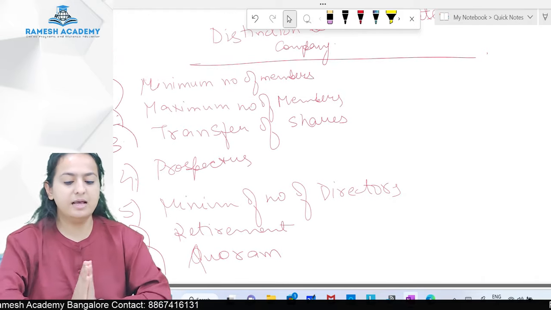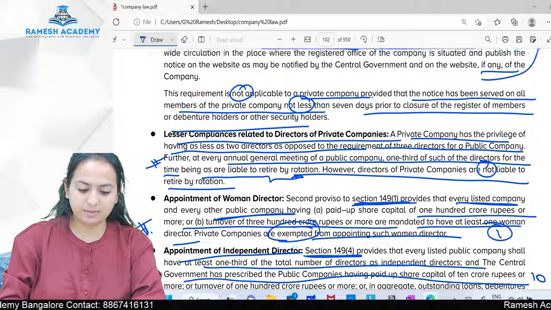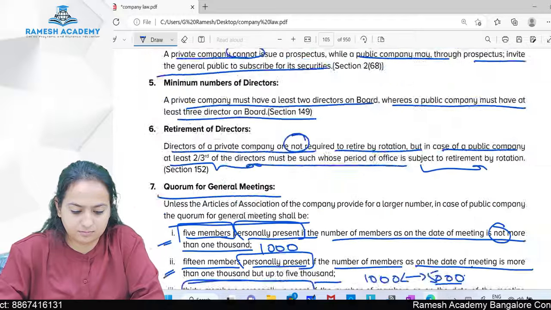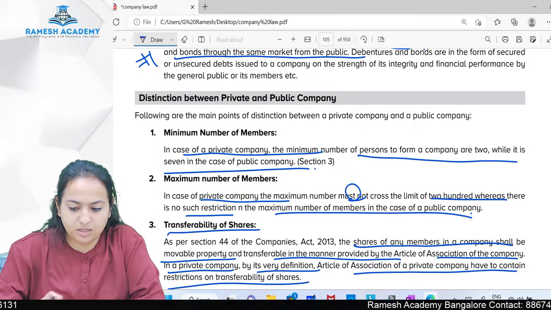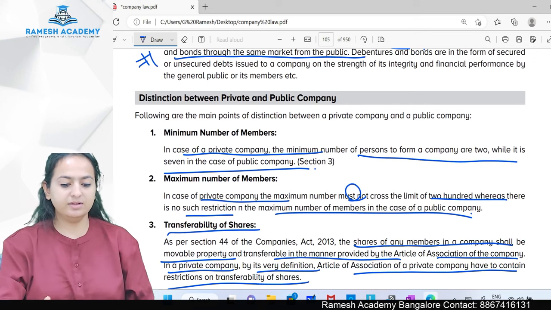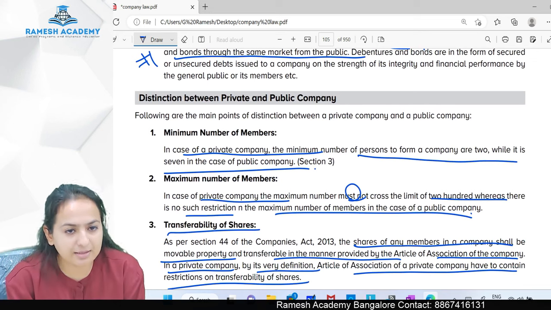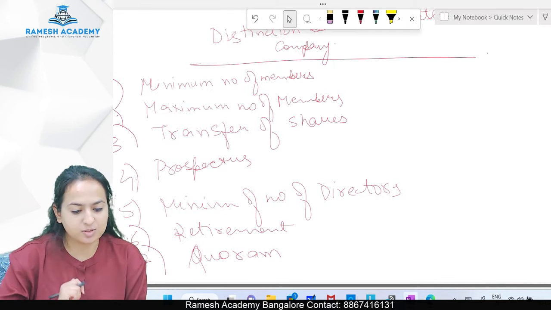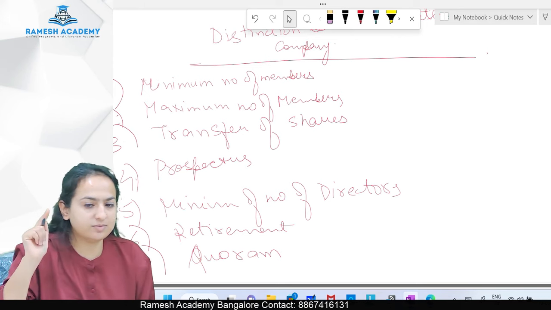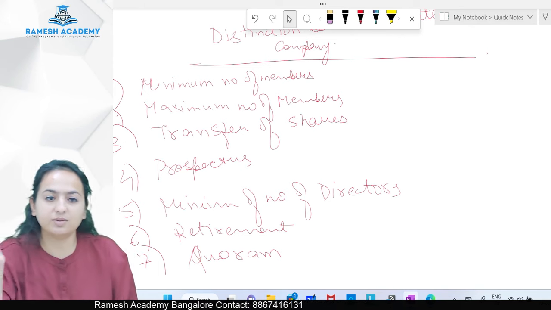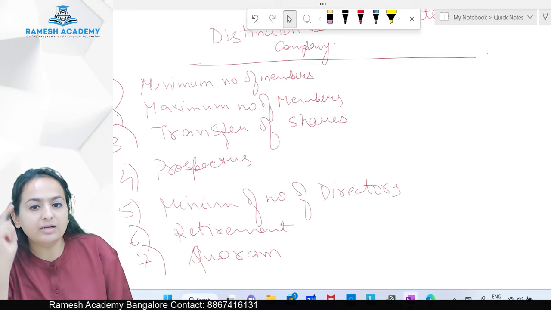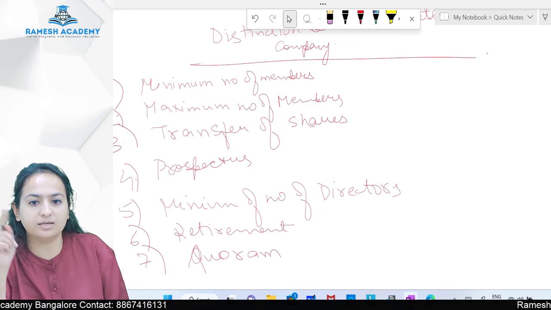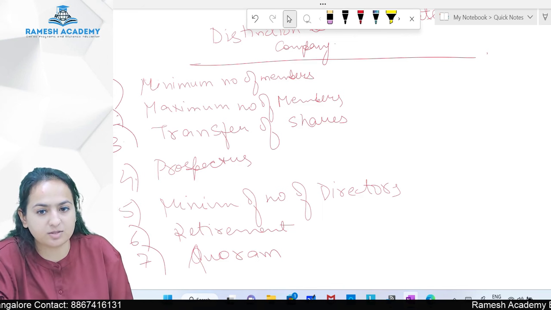Maximum number of members, minimum number of members, when we will see. So it will be 2 for private, and public it will be 7. Maximum it was 200 in case of private company, and public company there was no limit. And transferability of shares was there. Transferability of shares restriction will be only in case of the private company, not in case of the public company. Prospectus, when the public is involved, then you will issue a prospectus. And public is involved in case of the public company, not in case of the private company. So prospectus will not be issued in case of the private company.